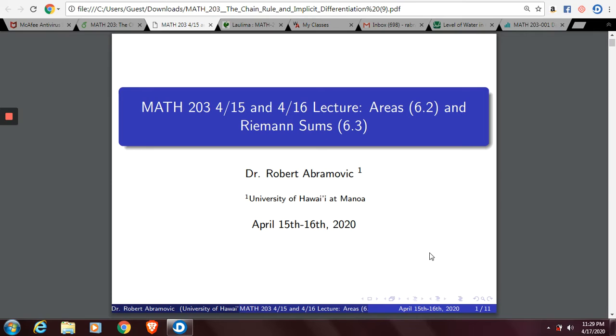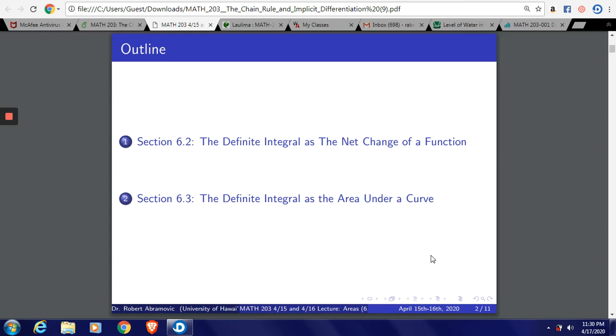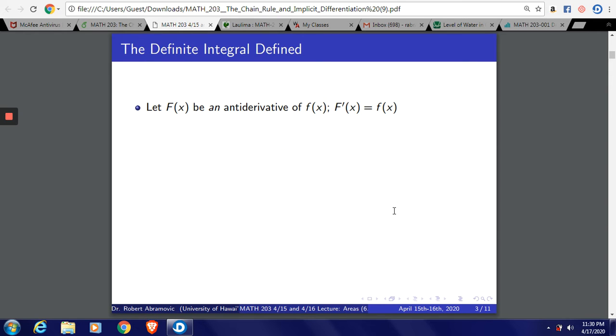Welcome to today's lecture on areas for section 6.2 and Riemann sums from section 6.3. We'll start by going over section 6.2 on the definite integral as the net change of a function. And then we'll talk about the definite integral as the area under the curve and how both of these relate to the fundamental theorem of calculus.